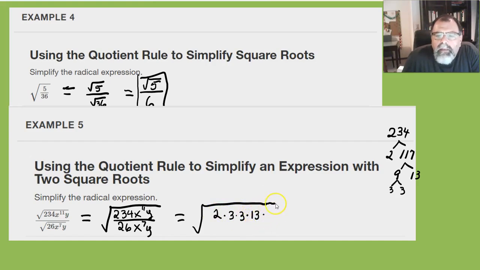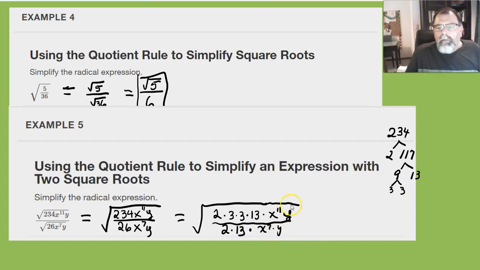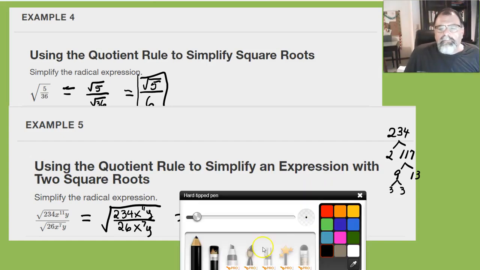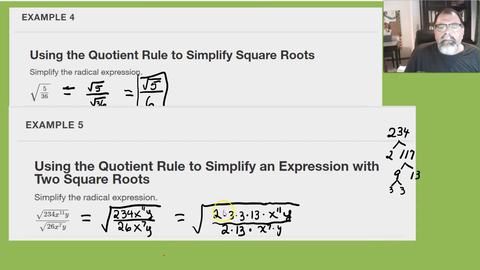And then x to the 11 y, and on the bottom 26 is 2 times 13, x to the 7 y. Okay, so then I cancel. I like to use red for my canceling. Okay, the 2's cancel, 13 cancels. Now this I'm going to use exponent rules. So 11 minus 7 is 4 on the top, and then these y's cancel.